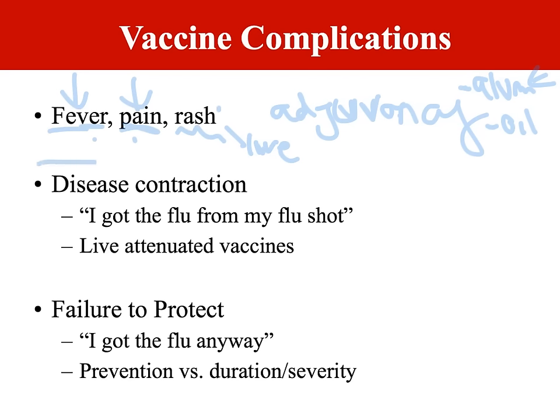Okay, but by and large, the two complications that I want to talk about are disease contraction and failure to protect. It is possible to contract a disease from an immunization. So we already briefly mentioned the oral polio vaccine, that was on very rare occasions giving people mild cases of polio, until it became such that it was not an acceptable risk, and we started using the IPV instead. So that's one issue.